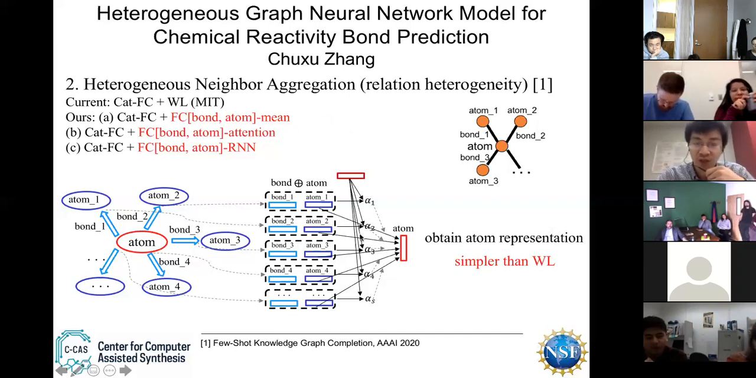Like we can use mean pooling to aggregate or fuse the information from different types of atom neighbors. And also, if we want to consider the impact of different atom neighbors, we can introduce the attention mechanism. And if we want to develop a more complex model to accumulate all information from different atom neighbors, we can also introduce a more complex structure like the recurrent neural network. But currently, I only finished running the first type of model. As I mentioned before, this model is much simpler than the current work proposed by the MIT's group.